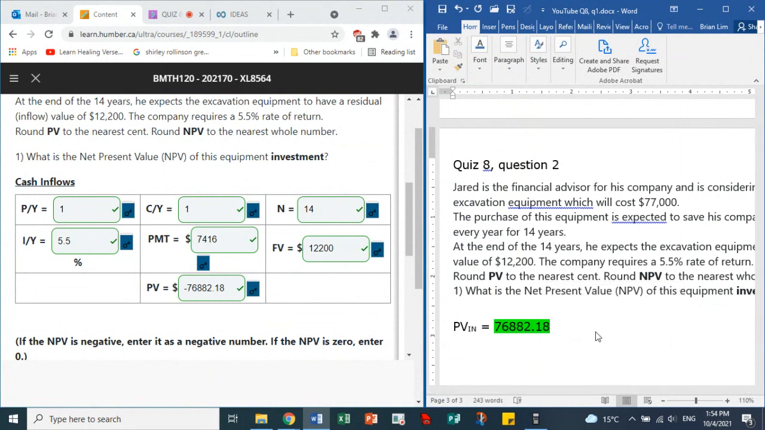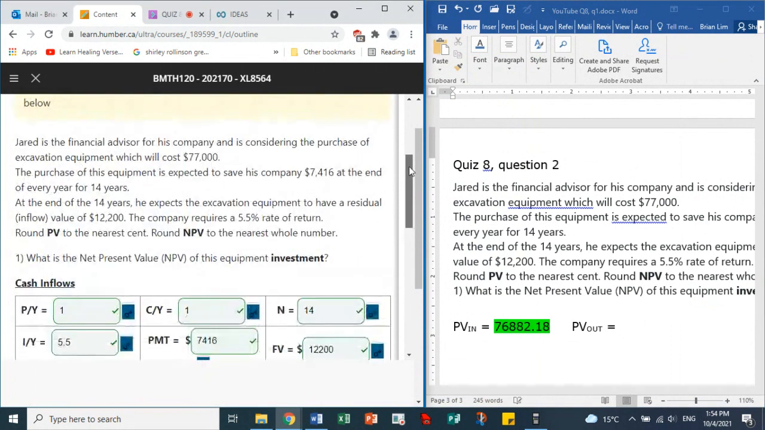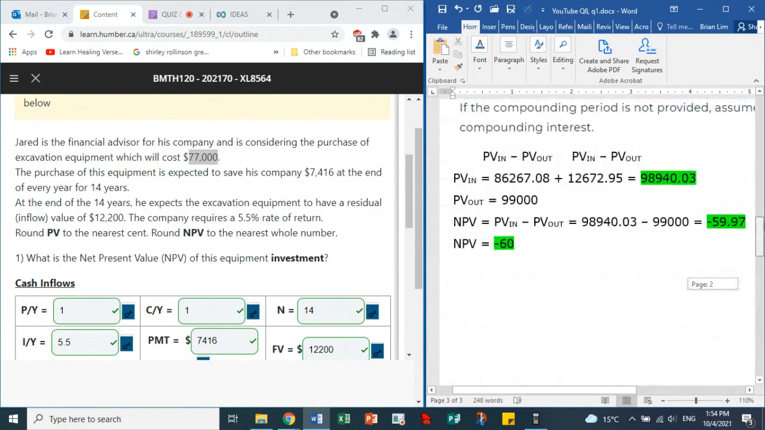Okay, so what is present value out? Well, if we want the PV that's out, it is actually the cost, which is right on top here, $77,000. Okay, so let's put PV out is equal to the cost, which is equal to 77,000. All right, so that's the cost. So now we can get net present value, correct? We know that. We know it from right here.